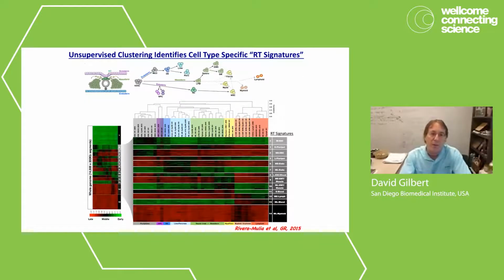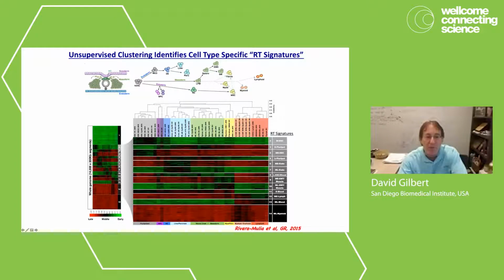Okay, so when we get a large cohort, in this case it's mostly different cell types derived from human embryonic stem cells, but we also have some other cell lines and types peppered in here, what we can do is divide the genome into a large number of segments and then cluster them by replication timing. And so what you can see here, first of all, is that about a quarter of the genome is early replicating in all cell types, and about another quarter is late replicating in all cell types.